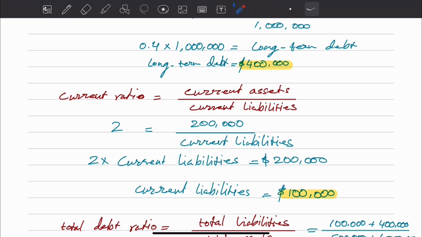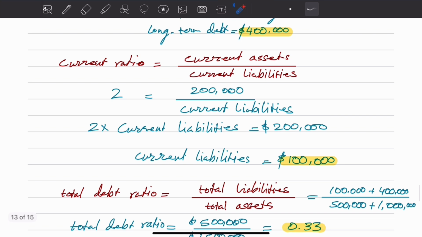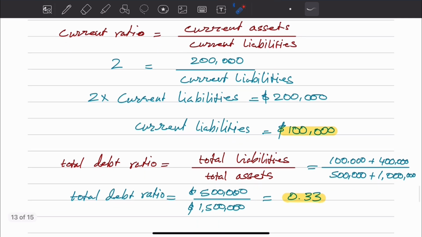Okay? Knowing these two, now we can put them together, and we assume this is the company's total liabilities. It consists of a short-term component and a long-term component. Okay? So with this, we have all we need for the top figure.